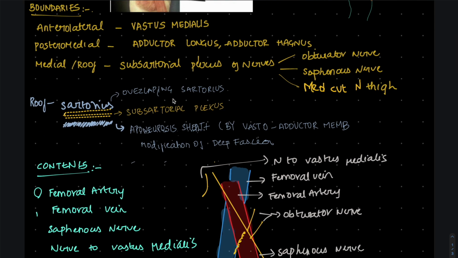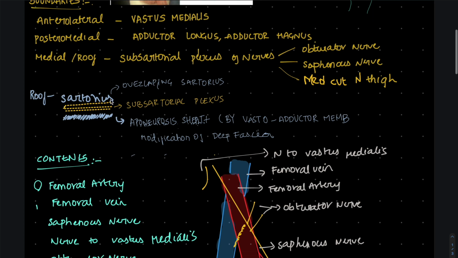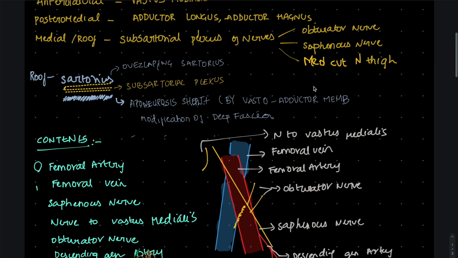Now talking about the roof, it has the sartorius muscle, and once you remove the sartorius muscle you will find the subsartorial plexus. What does this subsartorial plexus consist of? It consists of nerves. What nerves? Obturator nerve, saphenous nerve, medial cutaneous nerve of thigh. Just remember using SOM or MOS, or make your own mnemonic.